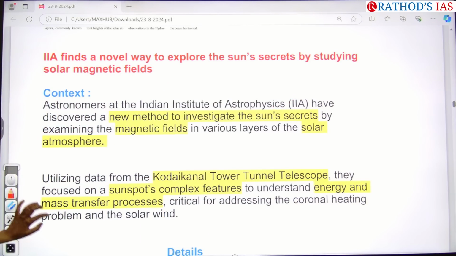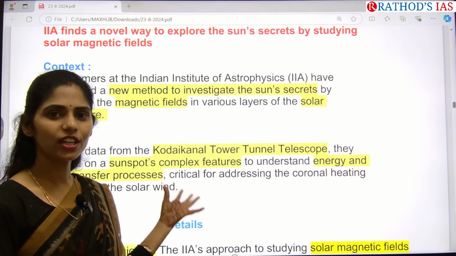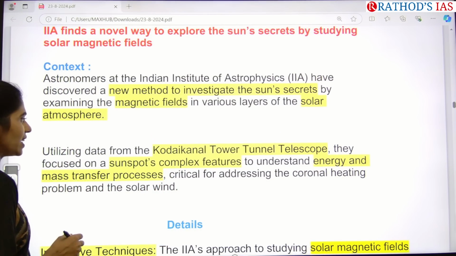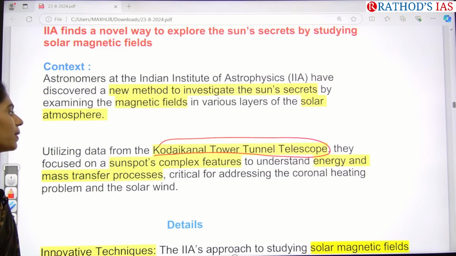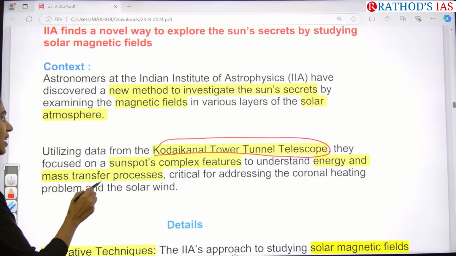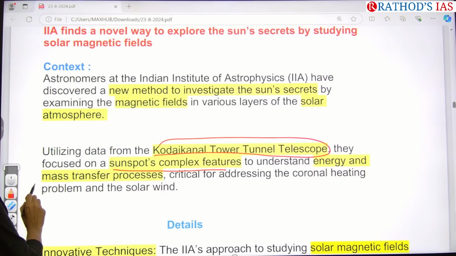If they want to study something, they need to have the data, right? So in this study, they are utilizing the data from the Kodaikanal Tower Tunnel Telescope, and they are focusing on the complex feature of sunspots, and trying to understand the energy and mass transfer processes. It is very helpful for studying the corona heating problem as well as solar wind.